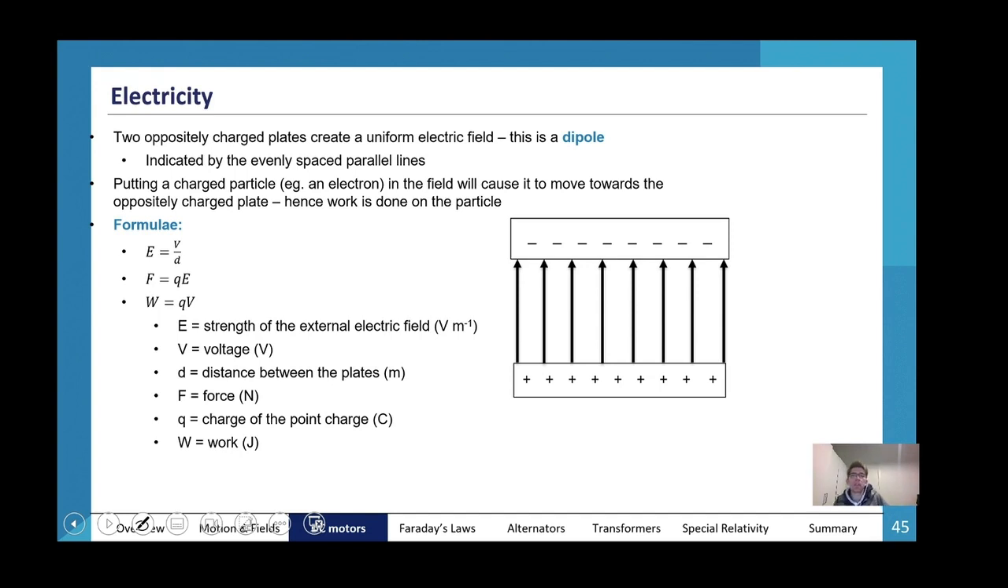Now, two oppositely charged plates create an electric field. And this is known as a dipole, indicated by the evenly spaced parallel lines. Putting a charged particle in the field will cause it to move towards the oppositely charged plate. Hence, work will be done on the particle. The field that you see here is different from a radial field, right?